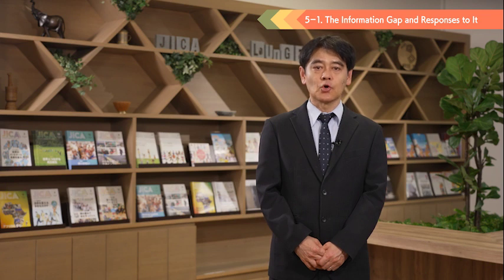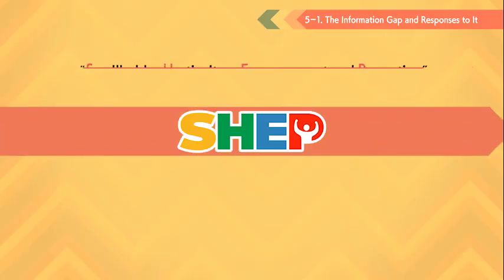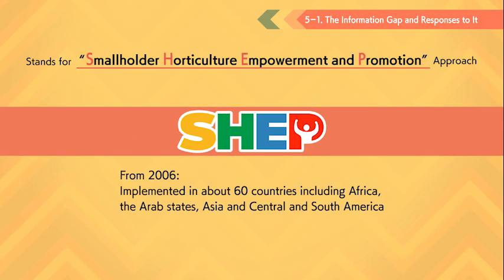Now let's move on to a specific example of responding to the information gap. This involves a project called SHEP, undertaken by JICA, mainly in African countries. SHEP is an acronym for Smallholder Horticulture Empowerment and Promotion, and is an approach that promotes market-oriented agriculture. A major feature of SHEP is that producers themselves conduct market surveys and implement market-oriented agriculture based on collected information.